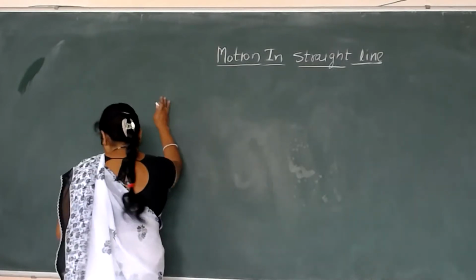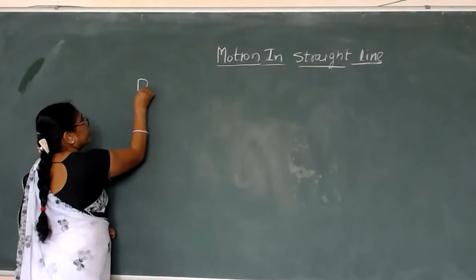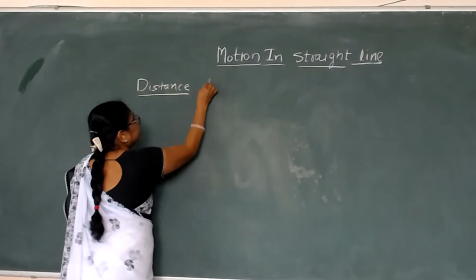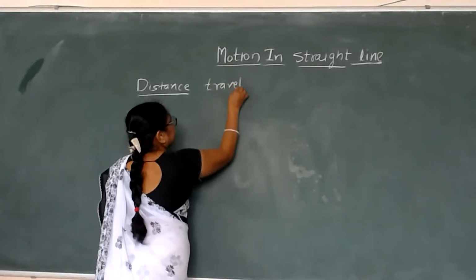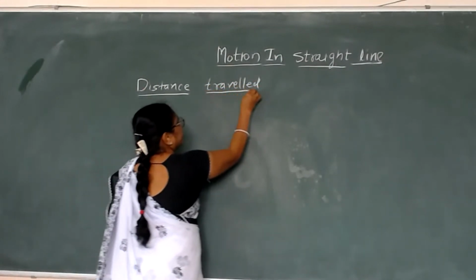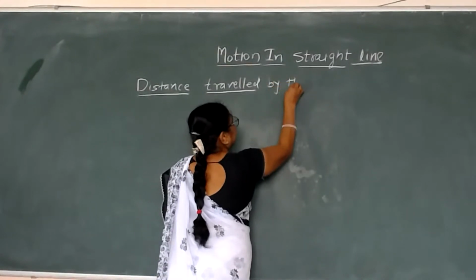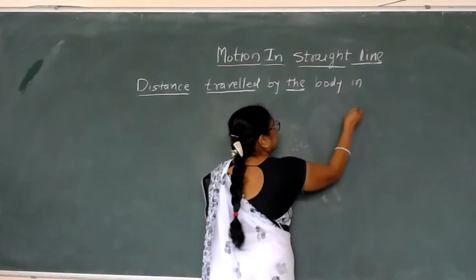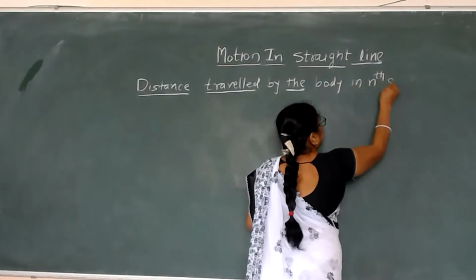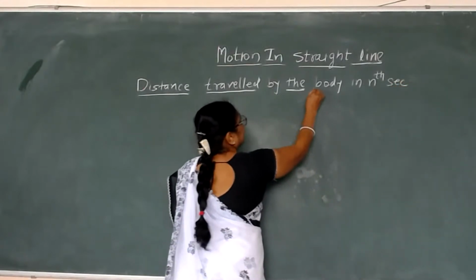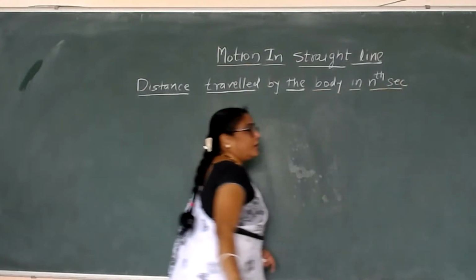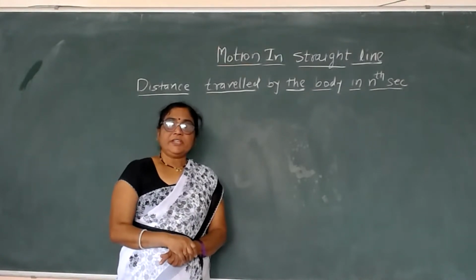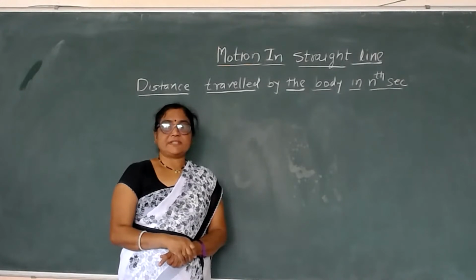So here, distance traveled by the body in nth second. Distance traveled by the body in nth second. Nth second means the last 1 second.